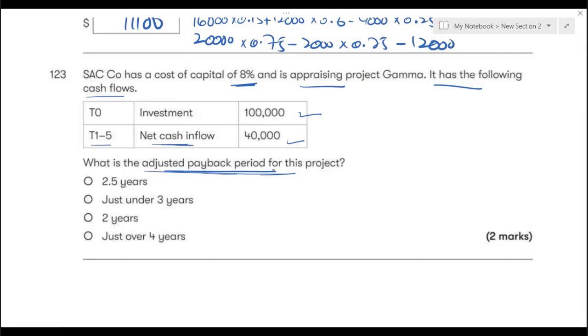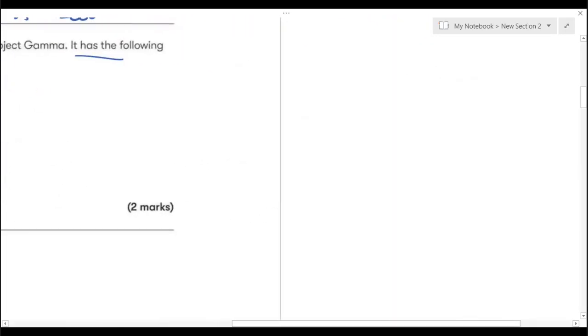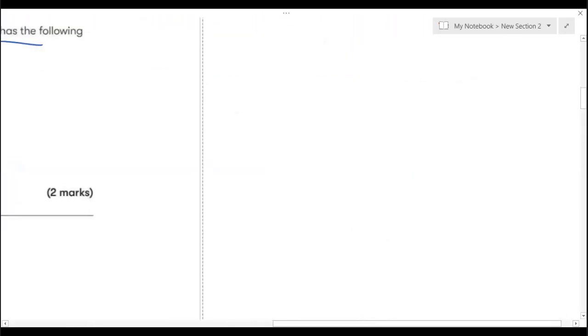Obviously, annuity cash flow is given to us, but since we need to calculate adjusted payback period, discounted payback period, the shortcut initial investment divided by the annuity cash flow is not applicable. Initial investment divided by the annuity cash flow is only applicable when you are calculating simple payback and you have been given annuity cash flows. In case of discounted cash flows, I cannot use the shortcut. So we have to solve it properly. So let's try then. Cost of capital is 8% and the initial investment is 1 lakh.